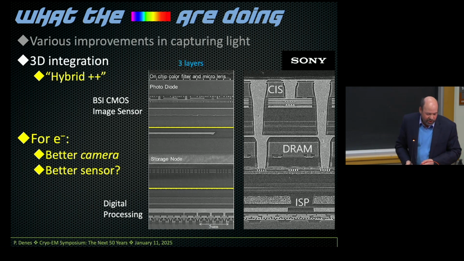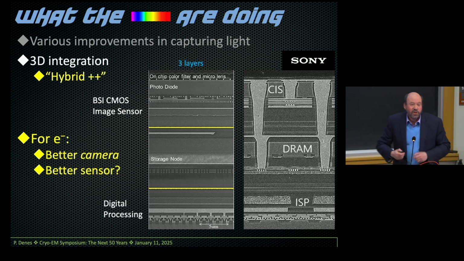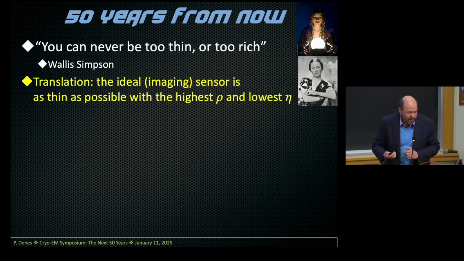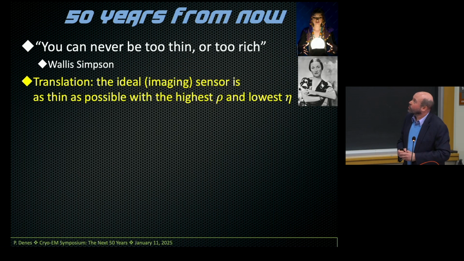And I'll just mention that the reason Sony developed this was so that they could get something that would go at 1,000 frames per second. So they developed this for speed. Interesting for many things, may not make a better sensor. So 50 years from now, what are we going to do? So first, I start with the very well-known sensor designer Wallace Simpson, who said you can never be too thin or too rich. Now, of course, what she really meant, we know what she really meant.